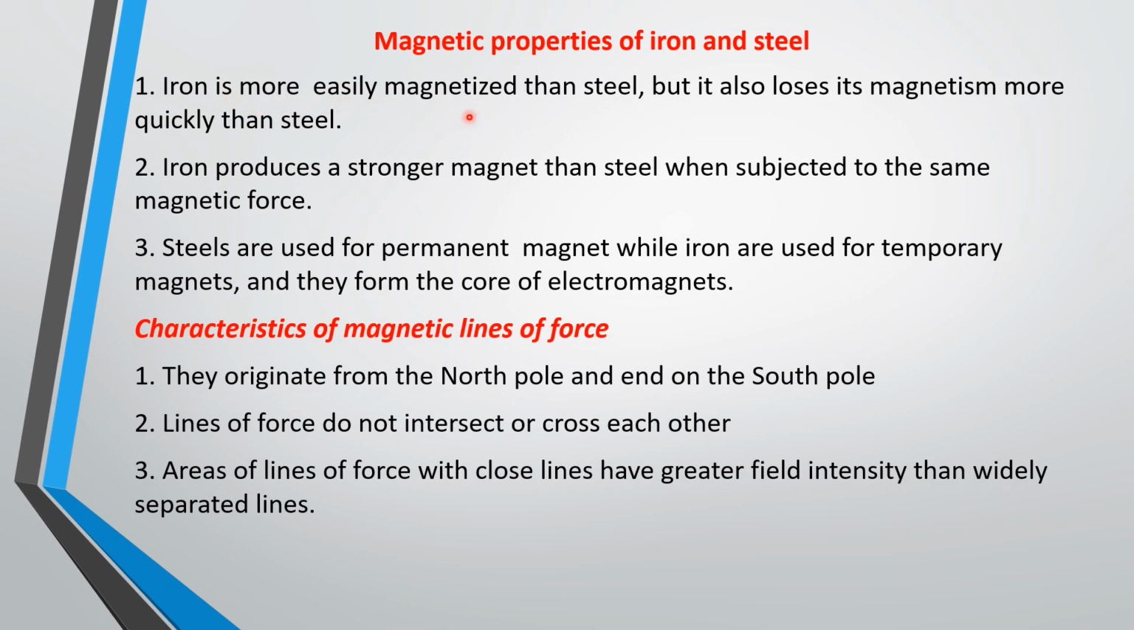Iron is more easily magnetized than steel, but it also loses magnetism more readily or quickly than steel. Iron produces a stronger magnet than steel when subjected to the same magnetic force. Steels are used for permanent magnets, while iron is used for temporary magnets, and it forms the core of electromagnets. So most of the electromagnets you see are made with an iron core.